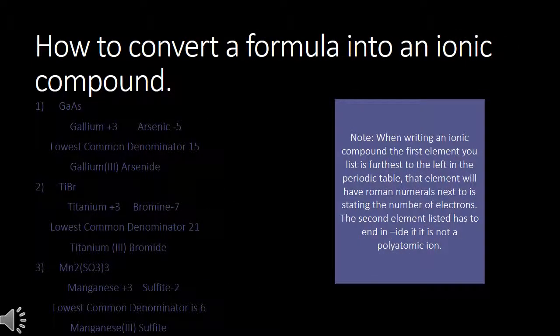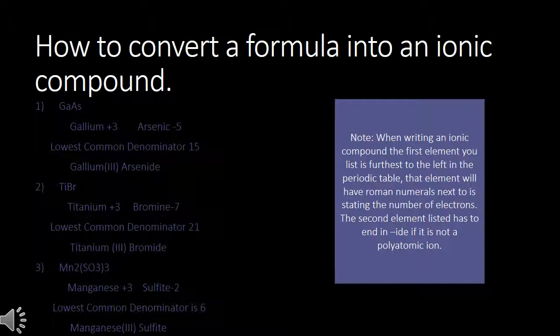How to convert a formula into an ionic compound. Gallium, arsenic. Gallium has positive 3, arsenic -5. The lowest common denominator is 15. When writing out an ionic compound, you do not have to balance the equation, only state how many electrons the first listed element has. So you want to write out gallium 3 arsenide.